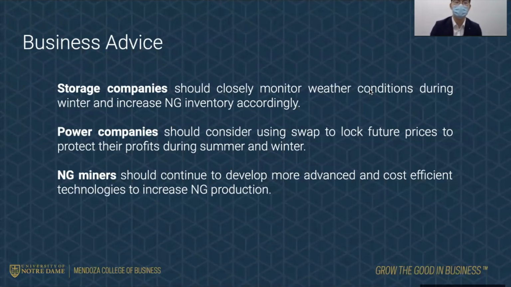First, because of the supply shortage at those peaks, storage companies should closely monitor the weather conditions and increase their inventories accordingly to avoid it. And because the shortage could cause a spike in price, power companies should consider using swaps to protect themselves from those volatile prices. And also, with increasing demand, natural gas miners should continue to develop more advanced and cost-efficient technology to increase their production.